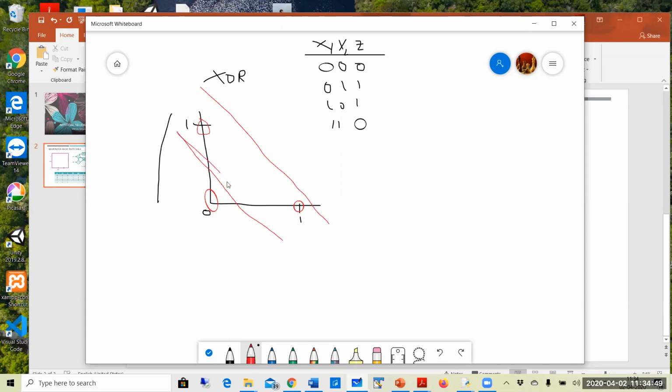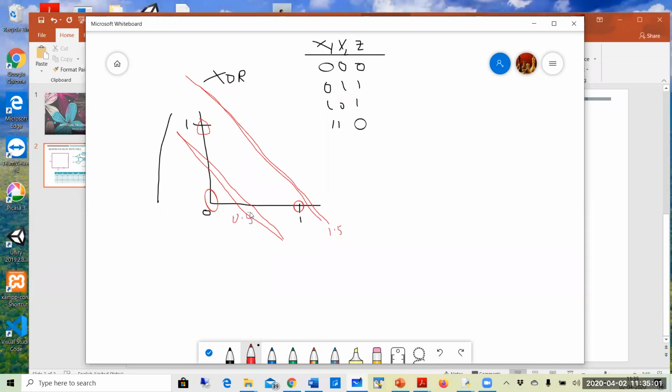Somewhere in between. That means there is one equation which goes at 0.5 and another equation which goes at 1.5, right? This is 1.5, this is 0.5. So you need two equations; let's say this is A and this is B. A is X plus Y less than 1.5. Why less than 1.5? Because you need something in here. And you need X plus Y greater than 0.5.